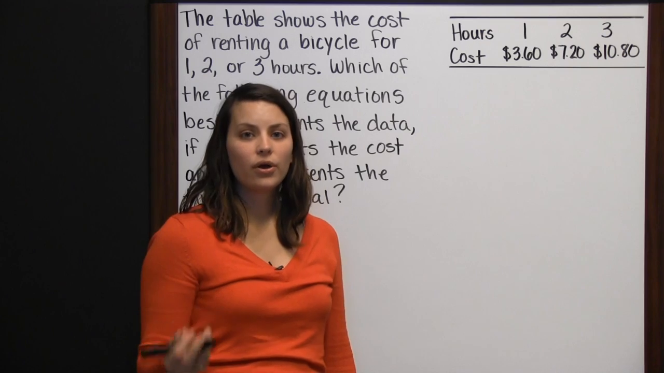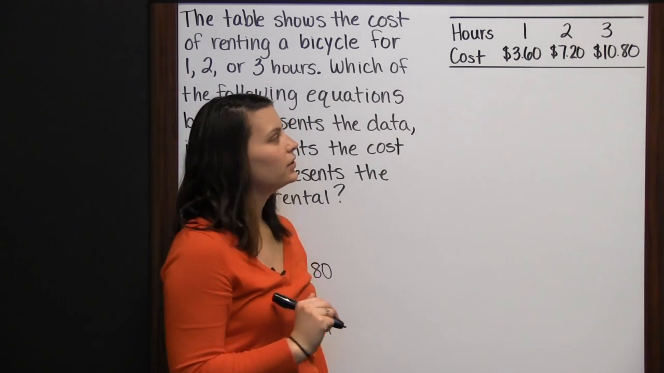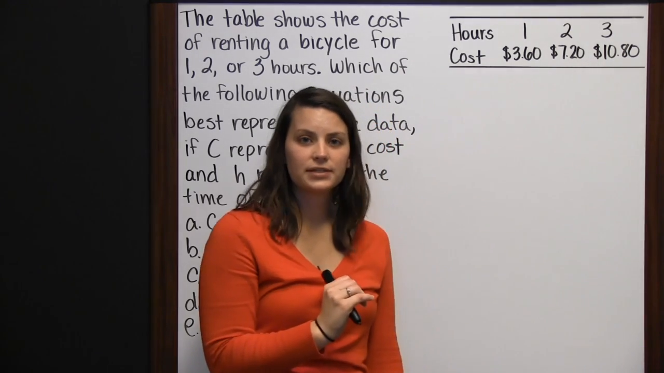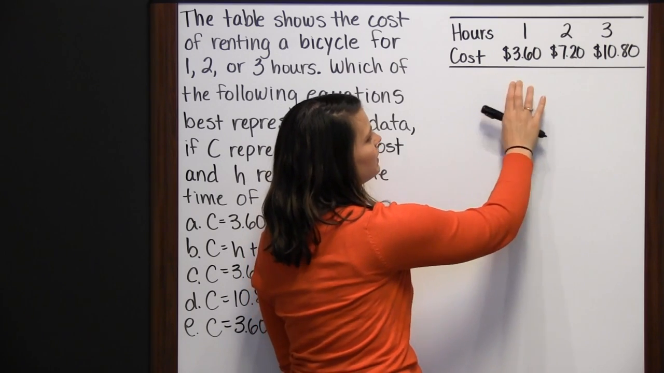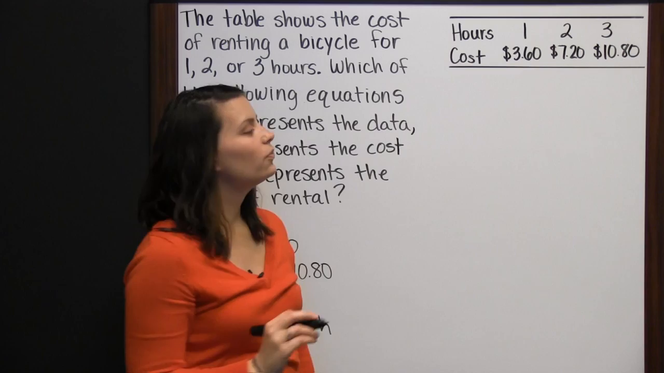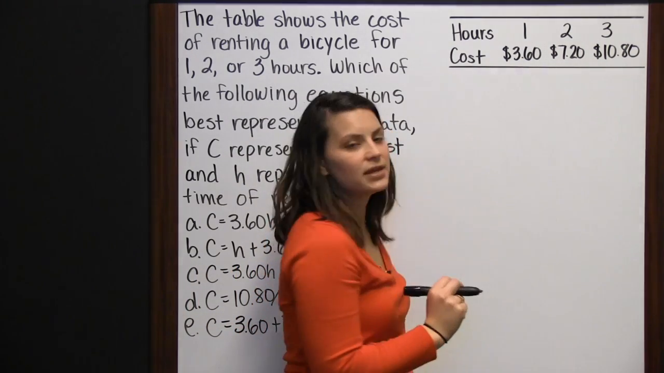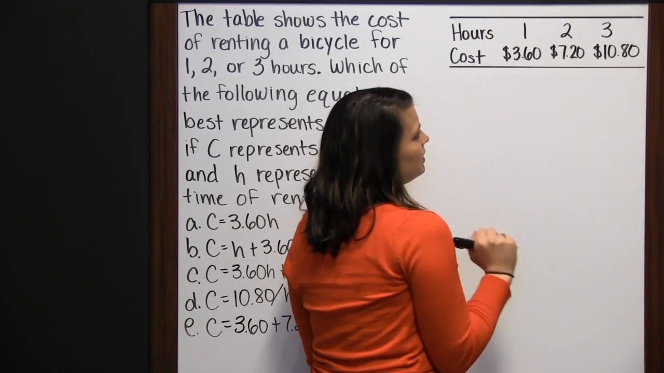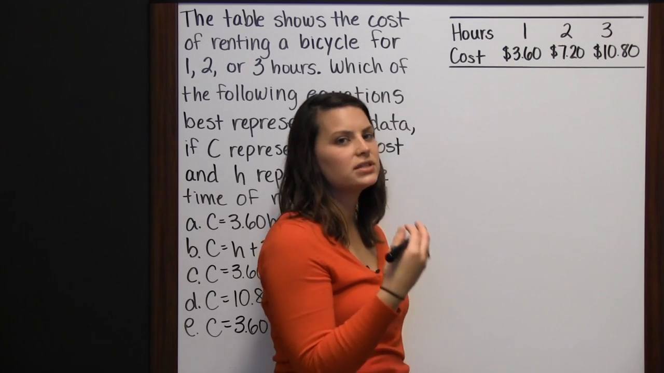So we're going to write our own function rule using the data. First, looking at hours and cost, your cost is dependent on the number of hours you rent the bike. Cost, then, is the dependent variable. And I want to focus on my dependent variable and see what kind of changes are happening.